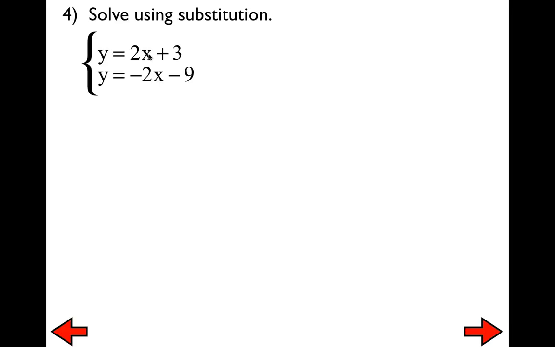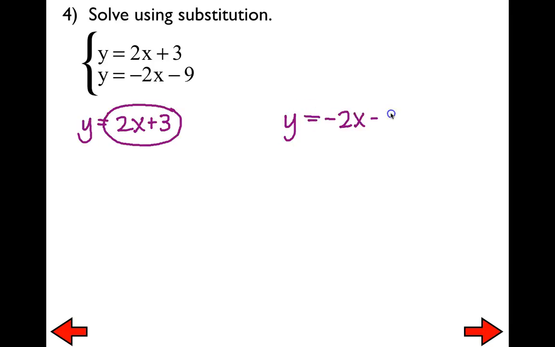Okay, so let's see how well we did. For this one, if we're using substitution because we're following instructions, what would I do? Well, first I would write the first equation because it's already solved for y: y equals 2x plus 3. I'm going to take this value and substitute it into the other equation, which just so happens to be y equals negative 2x minus 9. So here, we're going to take this value and substitute it in for y. So here we have 2x plus 3 equals negative 2x minus 9.